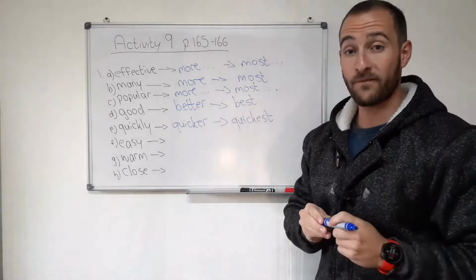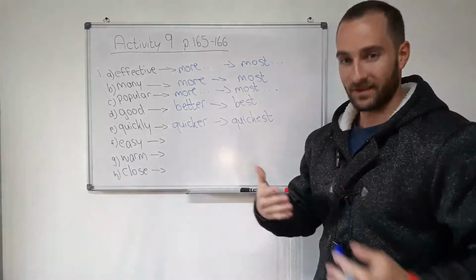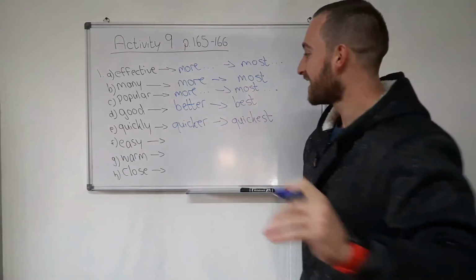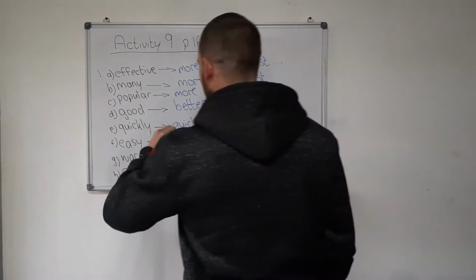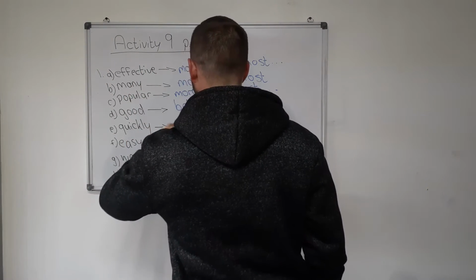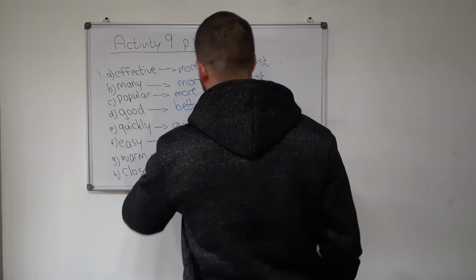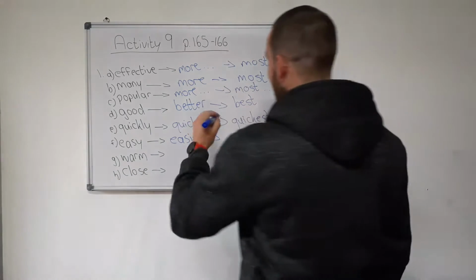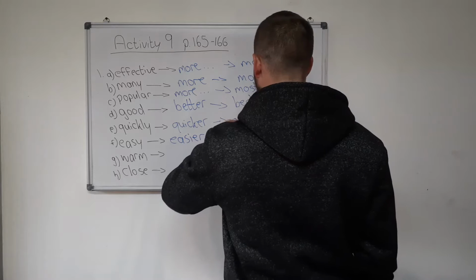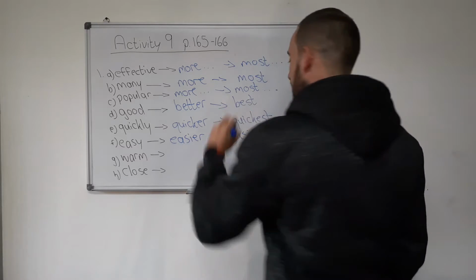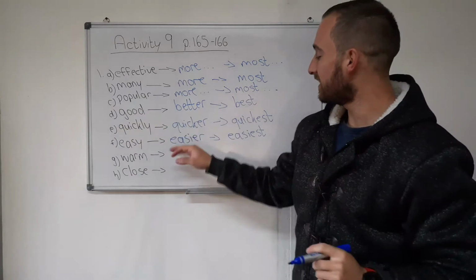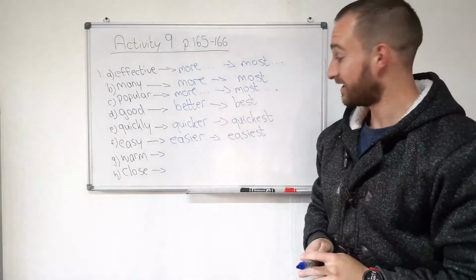Let's continue on to F, which is easy. Play on words, I hope you saw that. So we've got easy, which becomes easier, and in the end, we've got easiest. There we go. Easy becomes easier, which becomes easiest.